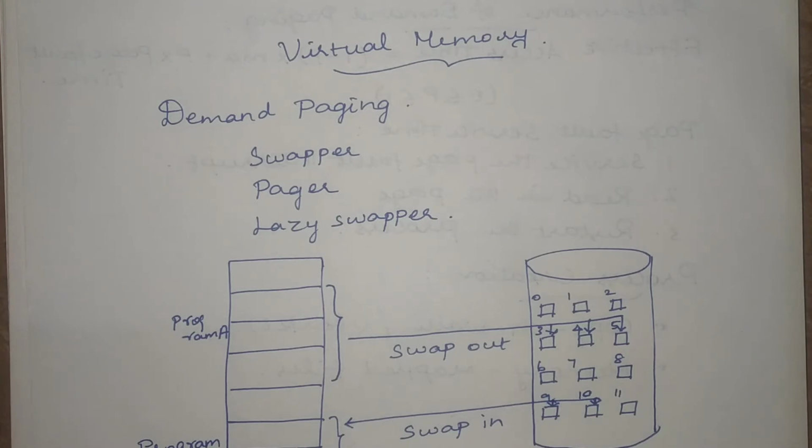Demand paging. Before going to these concepts, I would like to tell you about virtual memory. So what is virtual memory? We have many different levels of memory, that is secondary memory and physical memory. Secondary memory is nothing but the external memory. Physical memory is nothing but the primary memory, which is said to be RAM. Secondary memory is ROM, read-only memory.